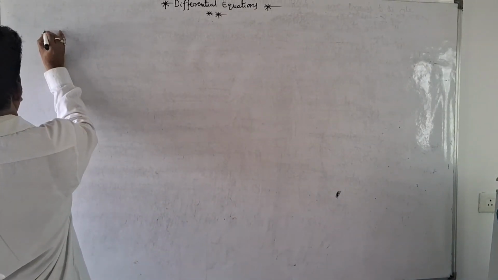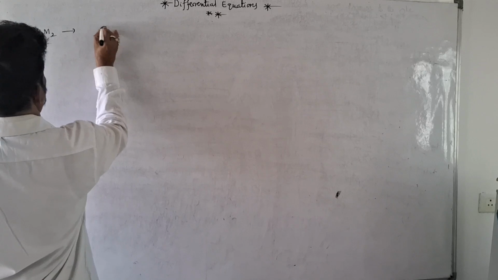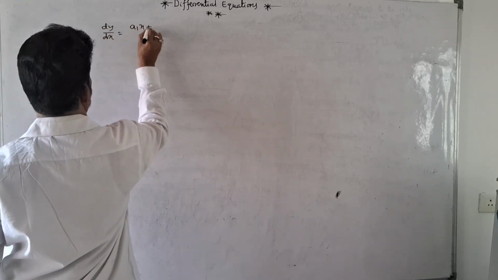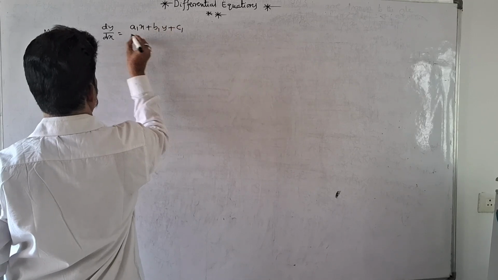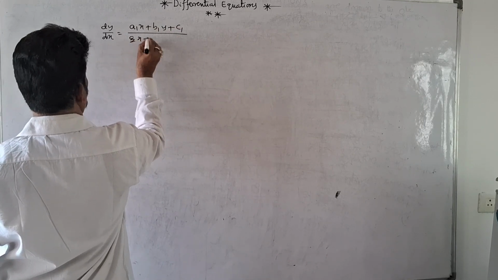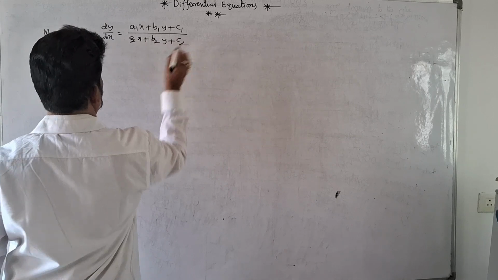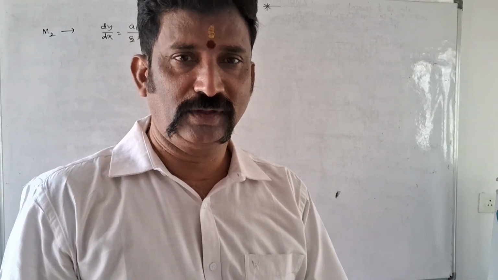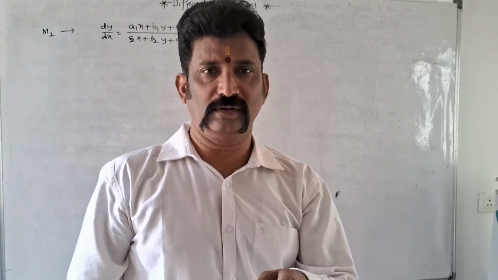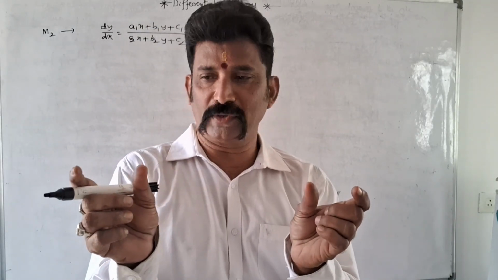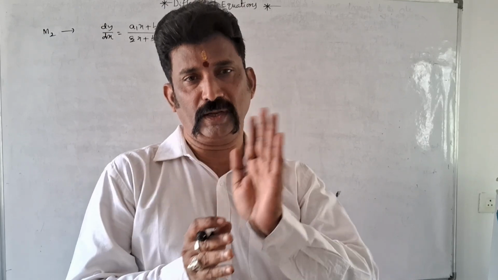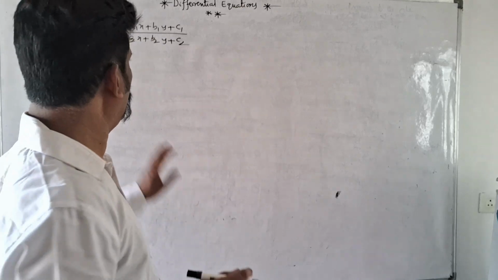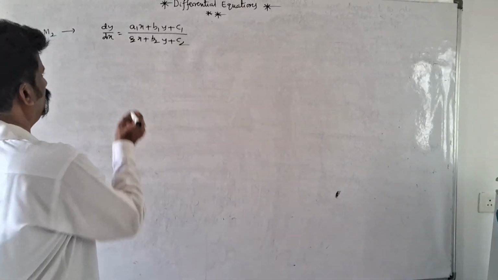Next, model number 2. Right? So the given differential equation is dy by dx is equal to a1x plus b1y plus c1 by a2x plus b2y plus c2. Here b1 is equal to minus a2. Then simply cross multiply. Then we can arrange x dy plus y dx in only one term. Then applying integration, we get the required answer. Okay, very simple. That is the solution. Right, model number 2.